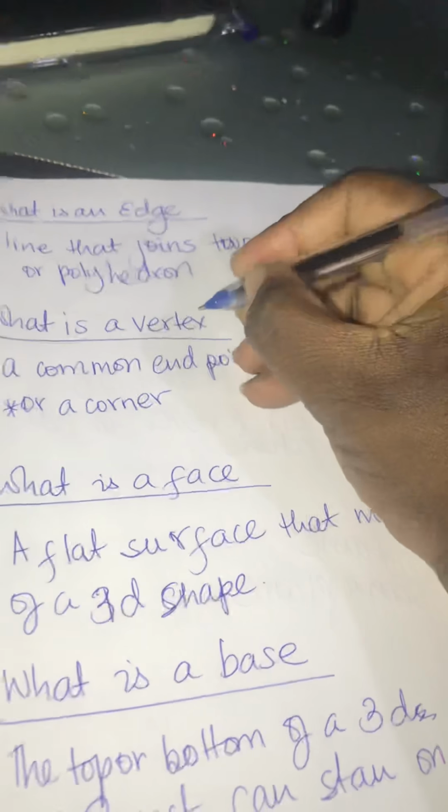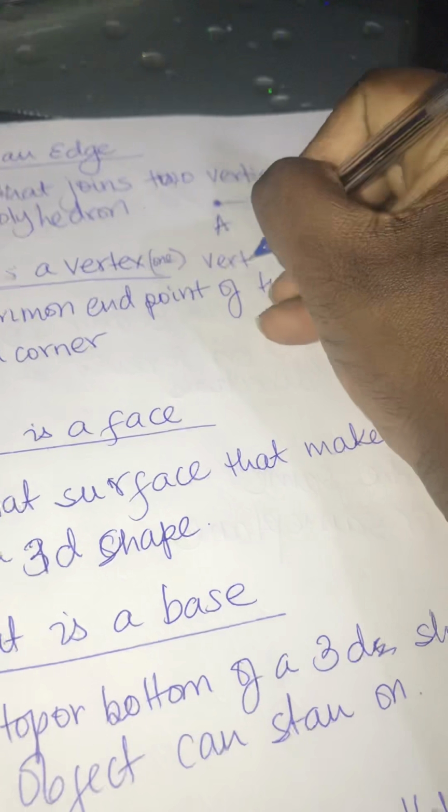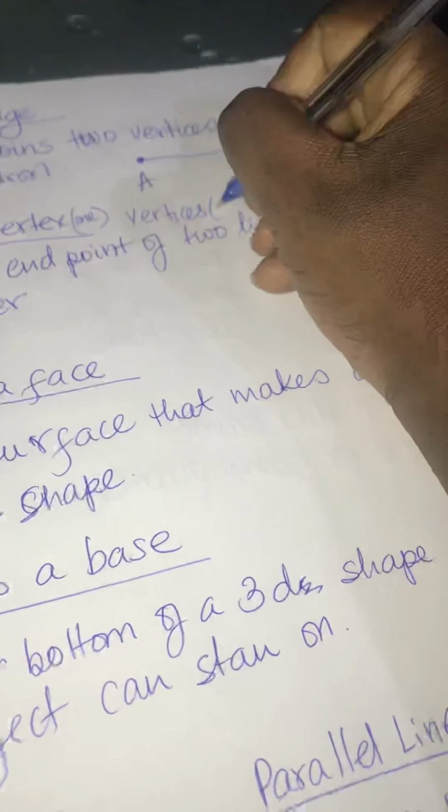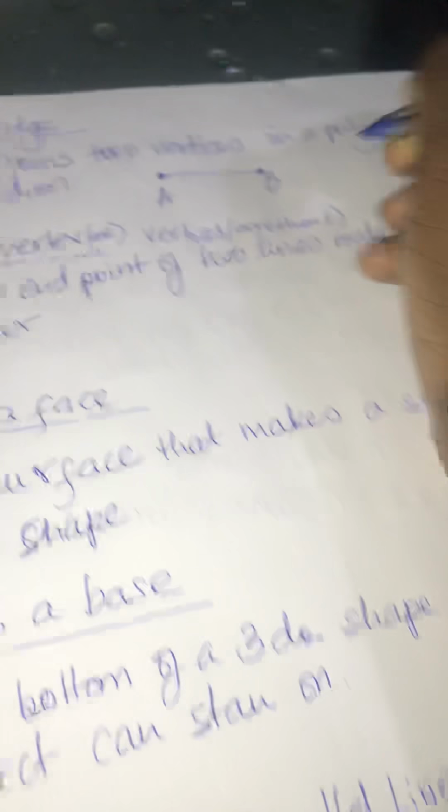So, in my tissue box, we are talking about vertex. This edge and this edge, they meet over here. So this corner is what I'm calling a vertex. One is vertex, many is vertices. So vertices or vertex are corners. So one vertex means one, vertices means more than one. Okay?